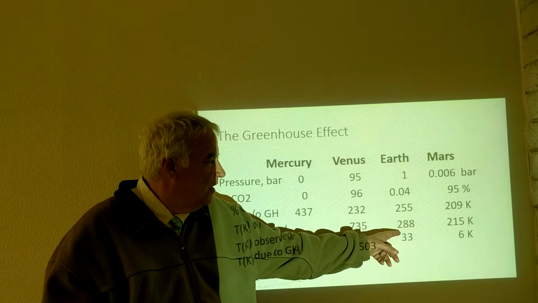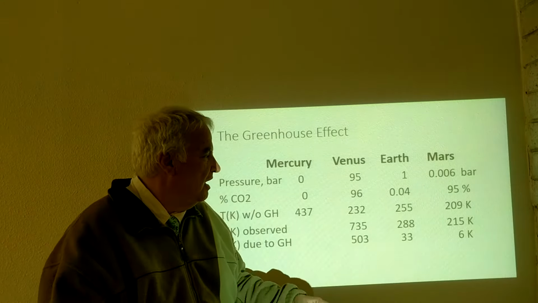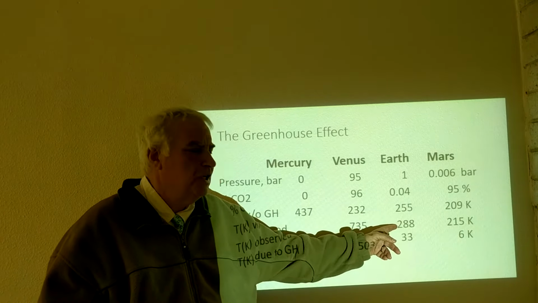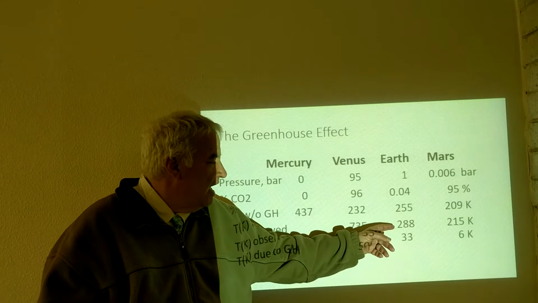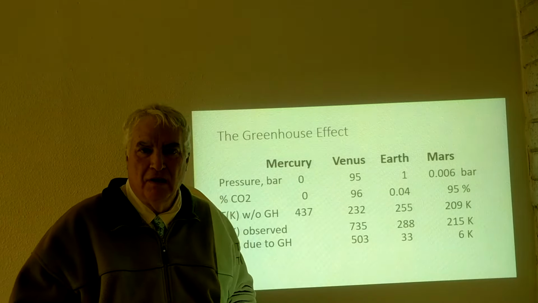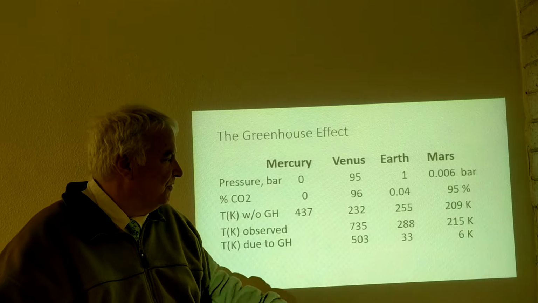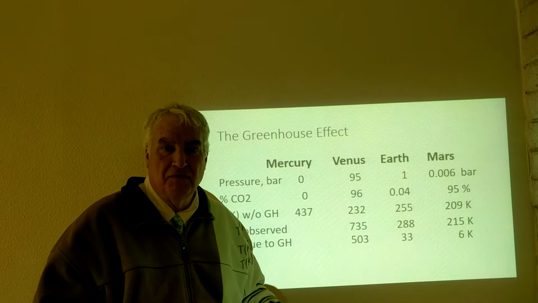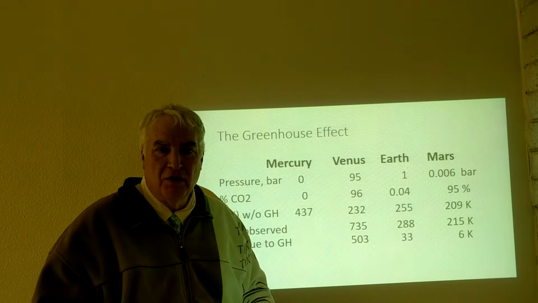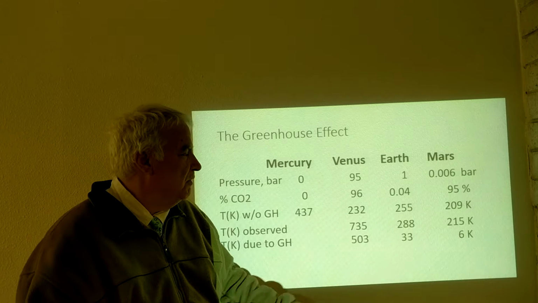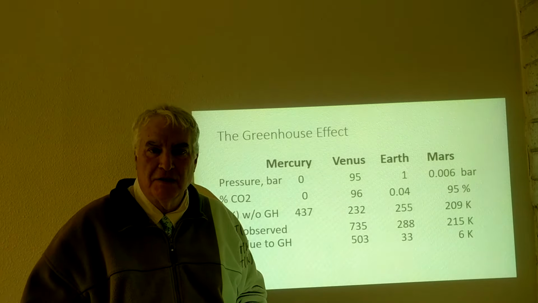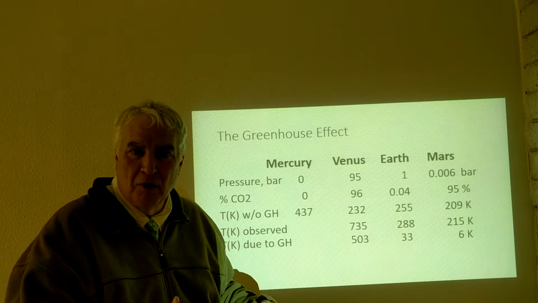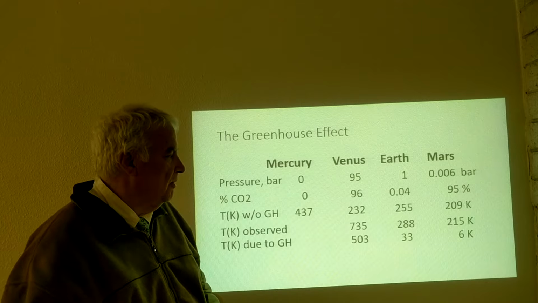On Earth, with the small amount of carbon dioxide and water vapor we have in our atmosphere, 33 degrees, pushing us up to a very nice 288 degree Kelvin temperature, which is basically the common average temperature over the surface of the Earth. 33 degrees warmer than it would be without the greenhouse effect. So without the greenhouse effect, Earth would be a significantly colder, still habitable, but significantly colder environment.